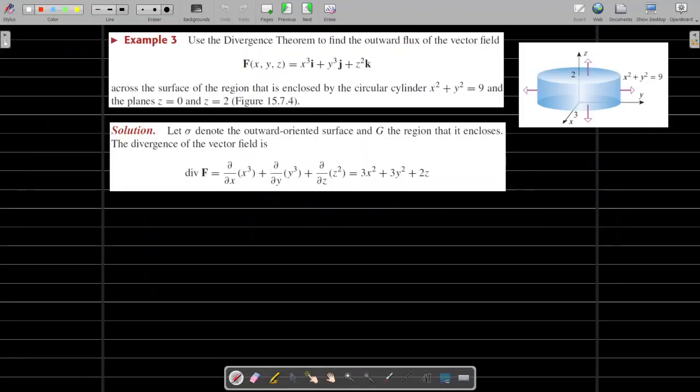Now we will move on to one more question here. Use the divergence theorem to find the outward flux of the vector field F of x, y, z equal to x cube i plus y cube j plus z cube k.